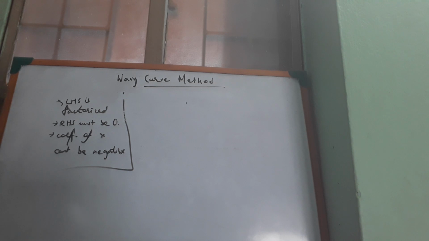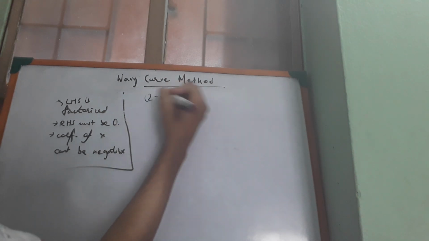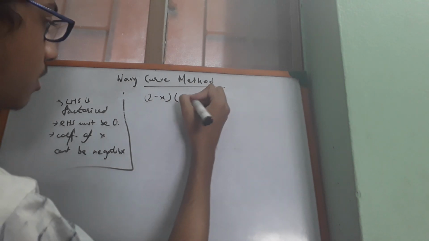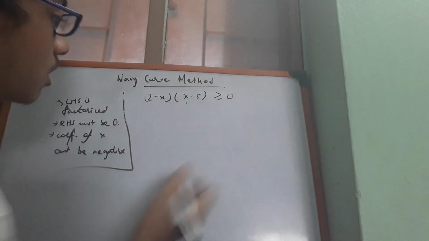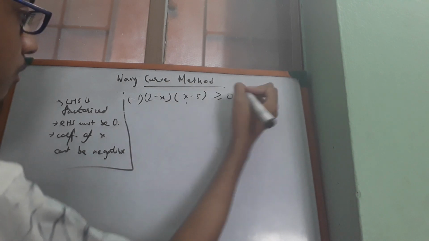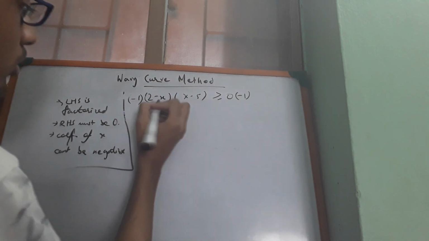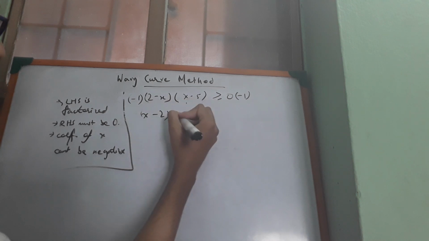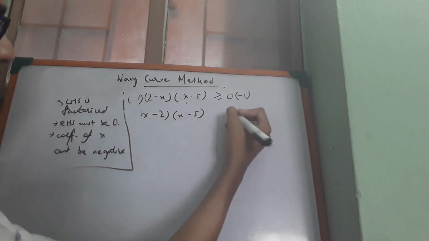Alright, so let's take this sort of expression where the coefficient of x is negative. I'll cover all types of examples. (2 minus x)(x minus 5) greater than or equal to 0. Basically, you have to multiply both sides by minus 1. So minus times minus x is plus x. This will become x minus 2. This will remain x minus 5, and 0 times minus 1 is 0.